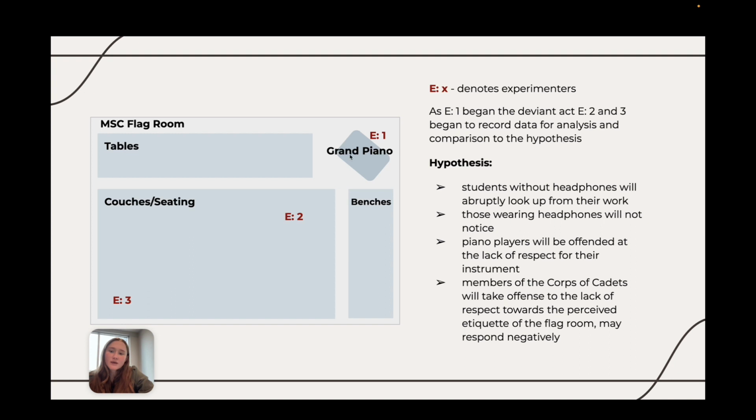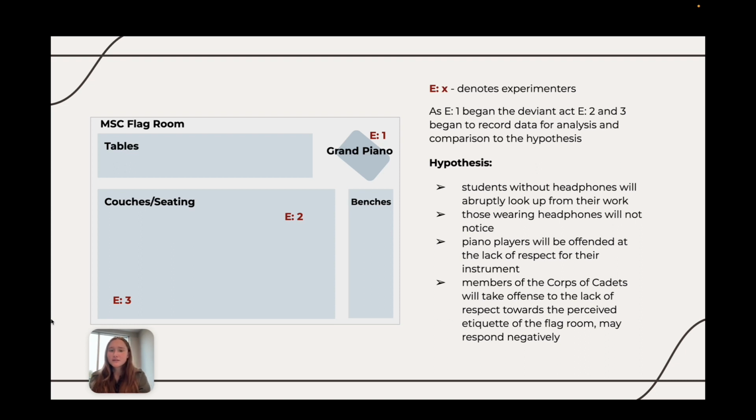So basically over here we have the grand piano surrounded by a bunch of seating. E1, 2, and 3 are each experimenter. Experimenter 1 was at the piano. This was the experimenter who was banging around on the keys, actually doing the deviant act. Experimenter 2 was recording videos of the reactions and taking it all into account from close to the piano, and then experimenter 3 was sitting further away. At the beginning of this project, we had 3 experimenters, but now we're left with only 2 as one student dropped the class. But at the time that we conducted this, we did have 3 experimenters.